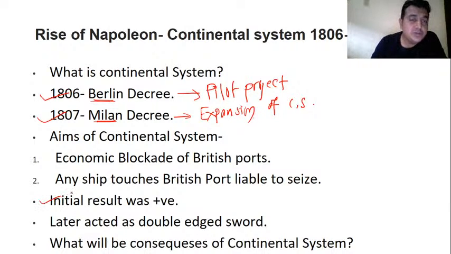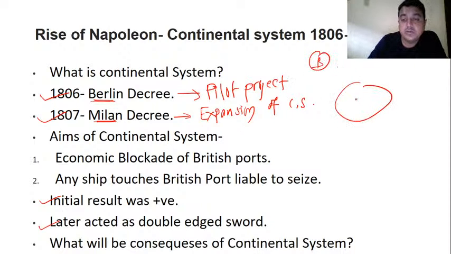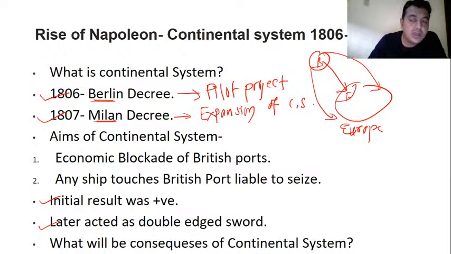Initially it yielded a positive result. Of course, British trade suffered a lot. But later it acted as a double-edged sword. How? When the British used the same thing against France. When the British used the same thing against France and imposed an economic blockade of France, any ship that touches a French port was liable to seizure.